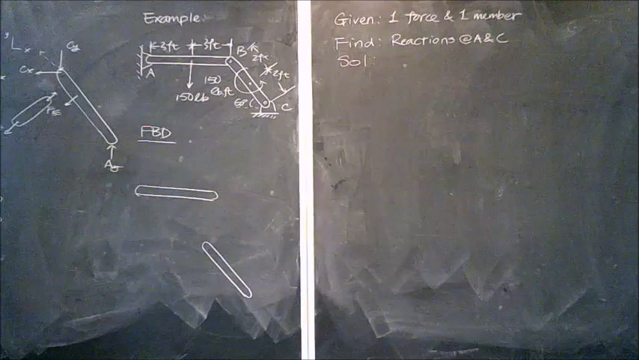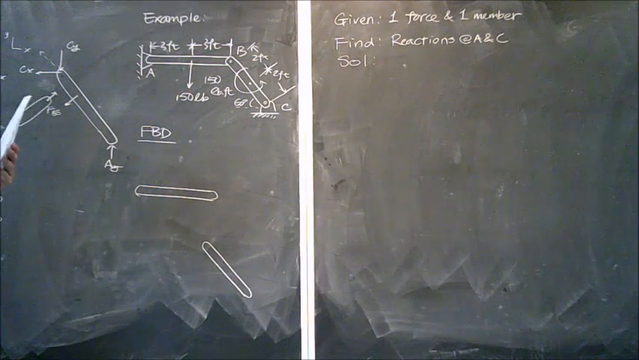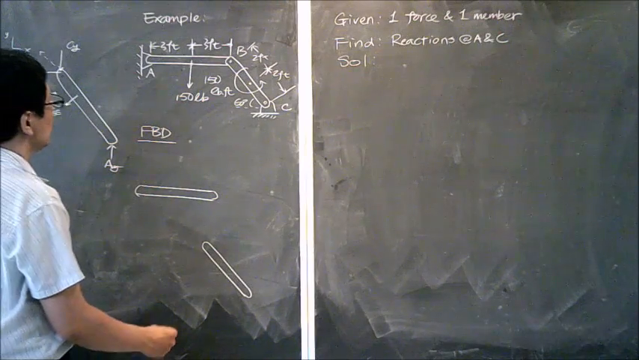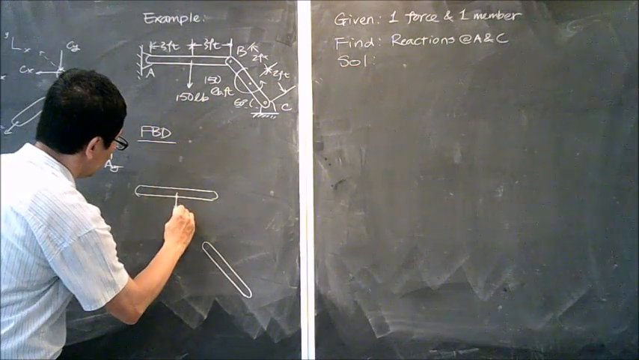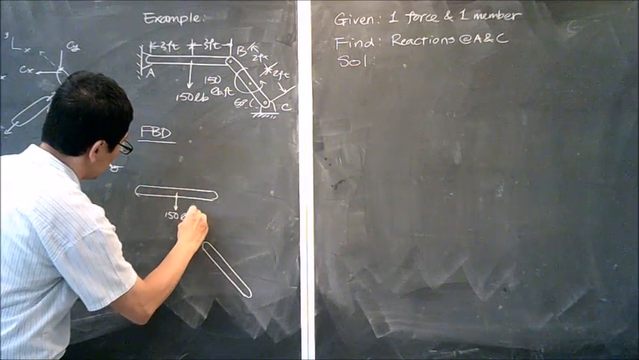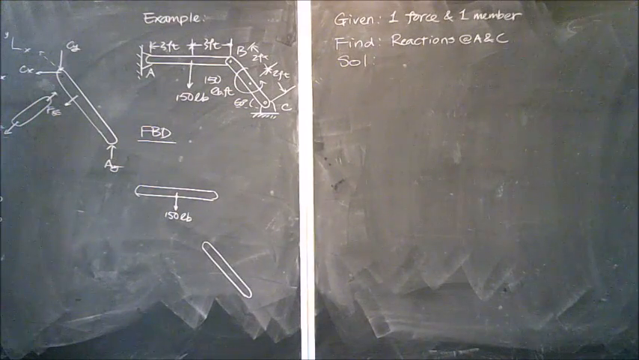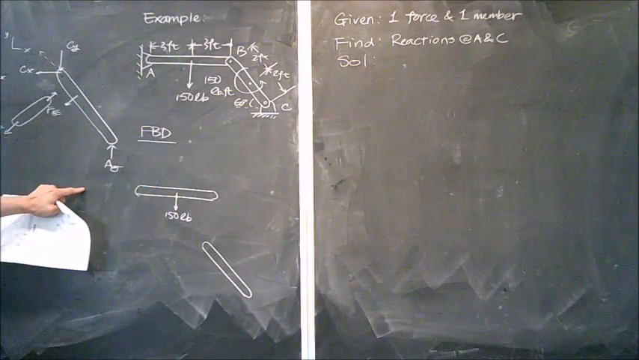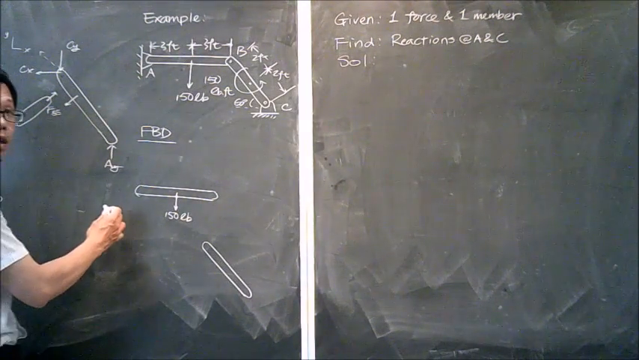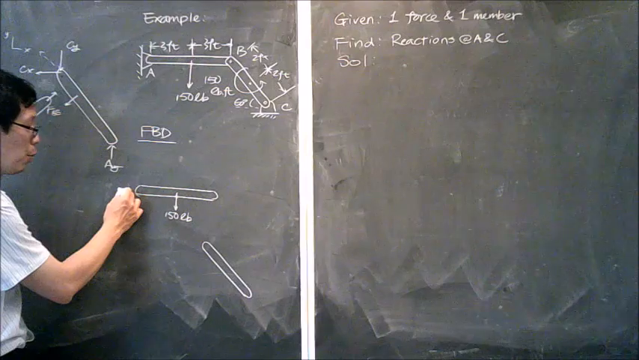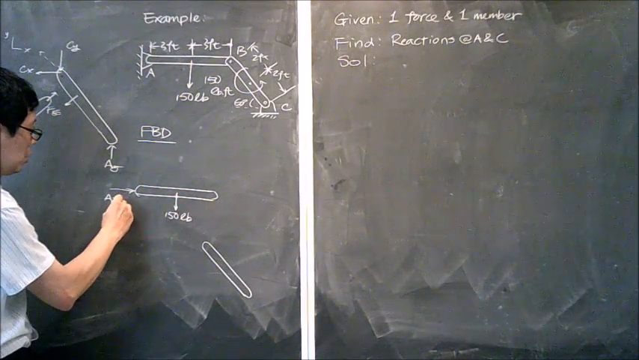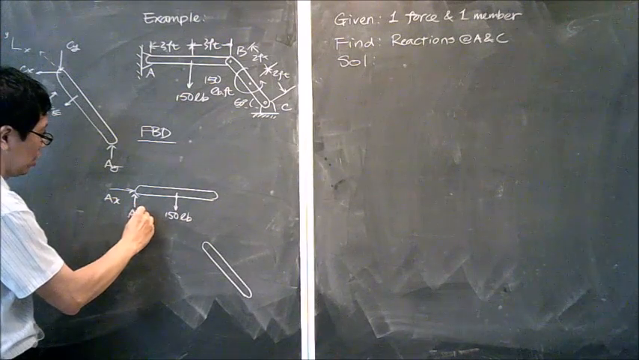So I have two members here, bar AB and bar BC. So if I draw the free body diagram over here, I have 150 pounds located over here. So what kind of forces do I have at A and B? So point A, what do we have? It is a bearing. So what kind of support do we have? Ax and Ay.